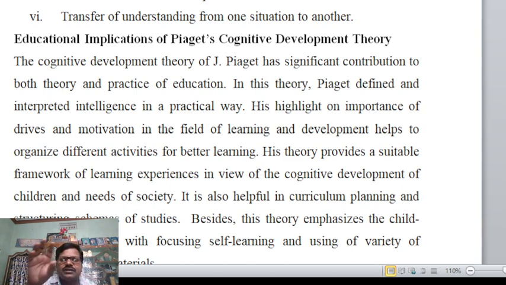So I have discussed here in a simple way, in a nutshell, Jean Piaget, his developmental characteristics, the meaning of cognition, and also the four important stages of cognitive development. Now it is time for discussion. You can ask questions.